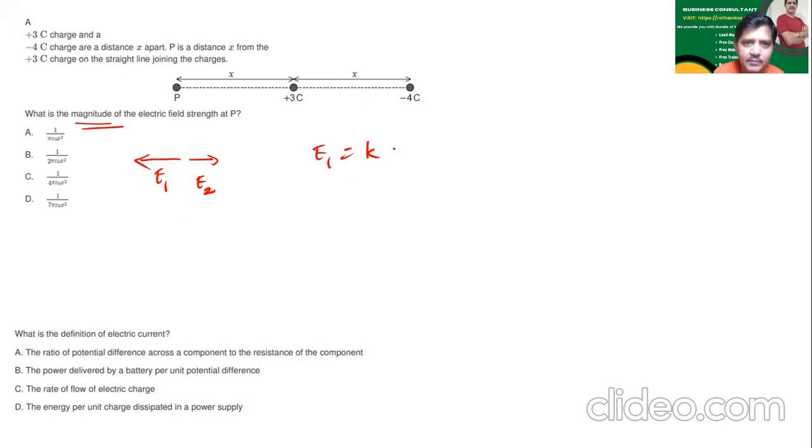This is Q. K into 3 divided by distance, x square. Direction like this. Then what is E2? E2 is nothing but K multiplied by the source charge. Which is the source charge? This is the source charge, which should be 4. I'm taking only the magnitude. I'm not taking anything else.